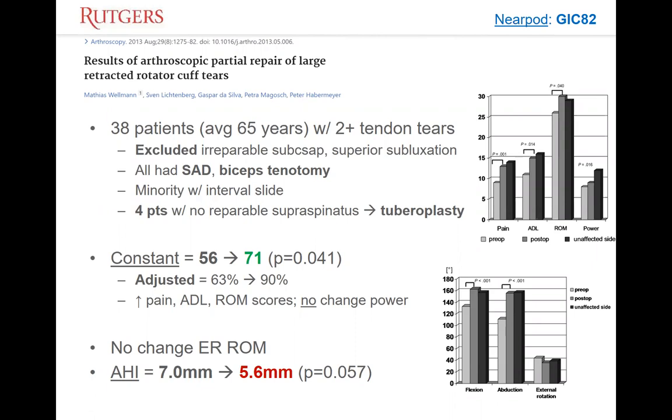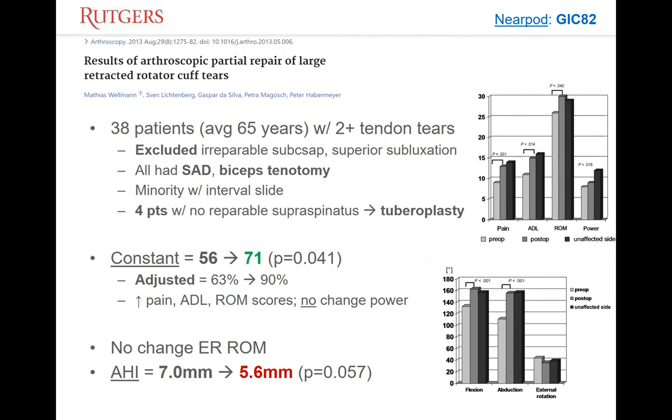At final follow-up, the mean constant score increased from 56 to 71, and when adjusted for age and sex, from 63 to 90%. Only 9% of patients had a score qualifying as a poor outcome. The pain, ADL, and range of motion subscores all improved to be similar to the contralateral shoulder, and forward flexion and abduction increased to be similar to the contralateral shoulder. The average acromiohumeral interval trended towards a decrease, but did not significantly decrease.